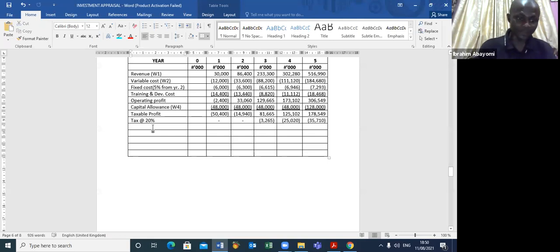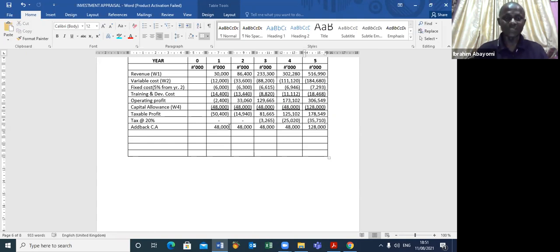So I come back here, I put add back capital allowance. Okay, we add back capital allowance. So 48,000, you now add it back. So let me copy. Ctrl V. And the last one is what? 128,000. Can you see the treatment now? That is the treatment of capital allowance.